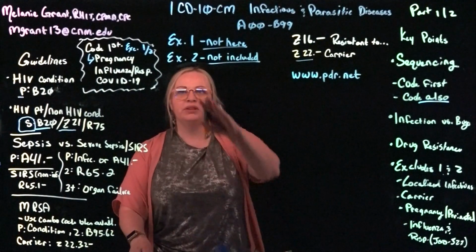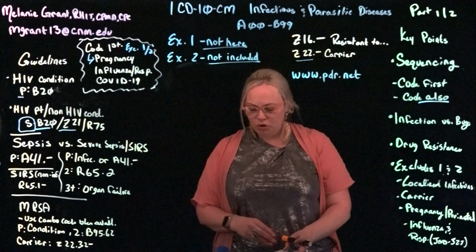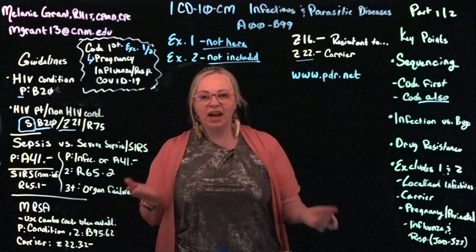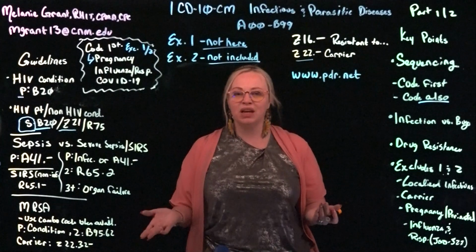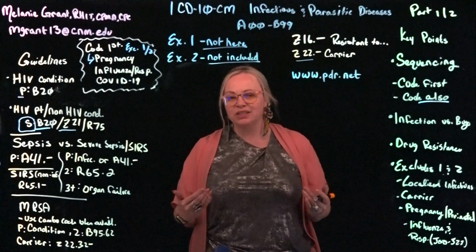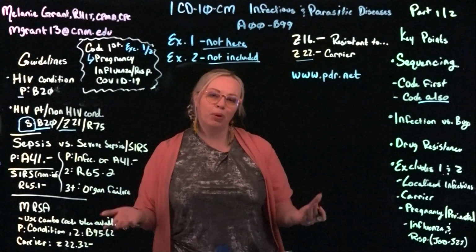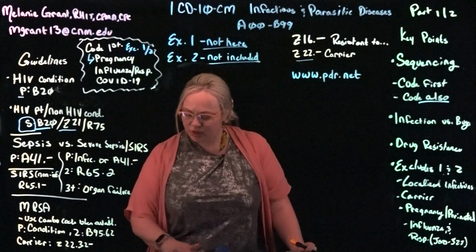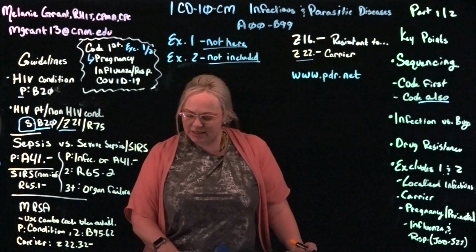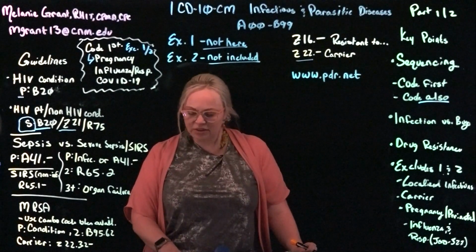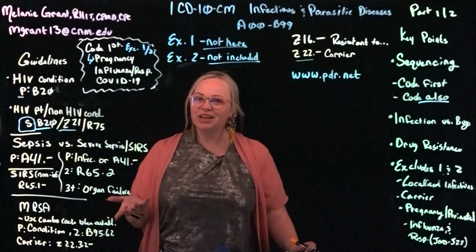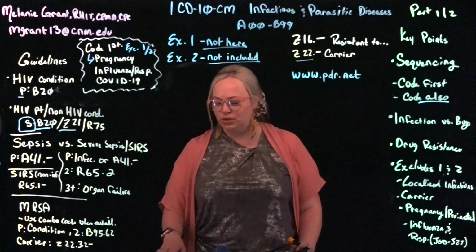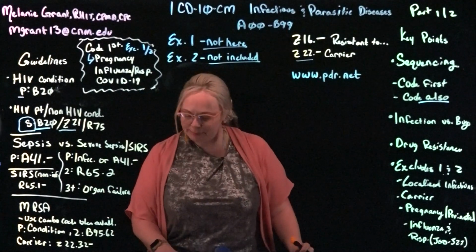The other thing we want to look at is excludes 2, which really means just simply not included here, meaning you may have both of these occurring at the same time, but don't come here for that. Come here if they have both scenarios. And we have that listed for an excludes 2 note that says carrier or suspected carrier of infectious diseases not included here. Instead, look at your carrier codes for Z22 dot breakdown.